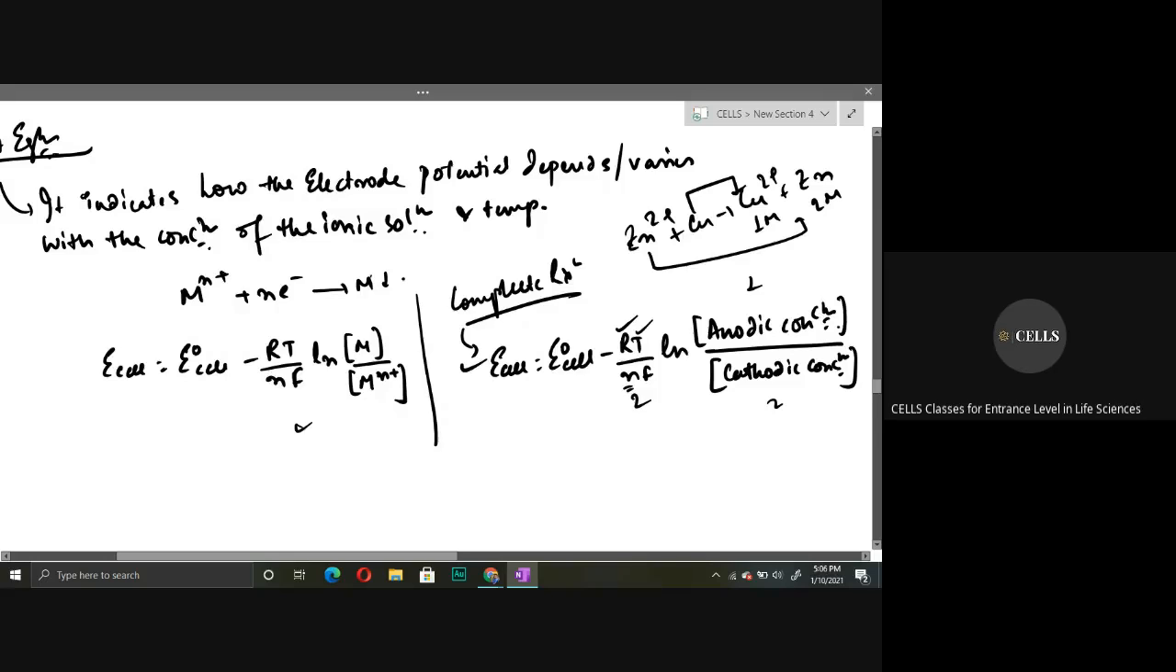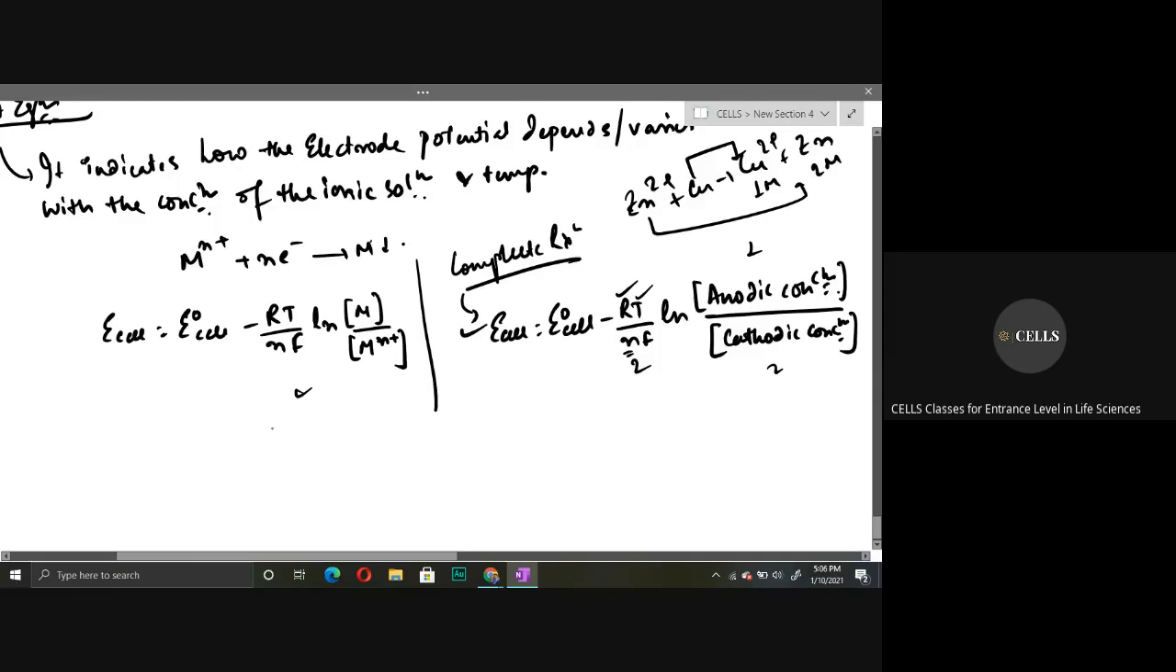But now let's make it easier for the numericals. You don't have to give all the values. See this very carefully. For numericals, you need to remember just this derived form. So this is M by Mn+, you just reverse it. So E cell equals E0 cell plus 2.303, we want to give it in log base 10, so 2.303 RT by nF.